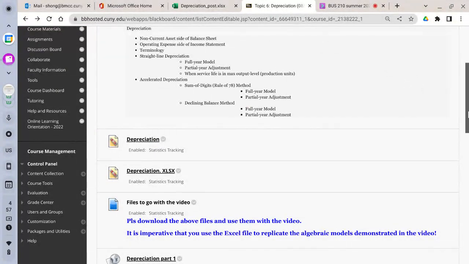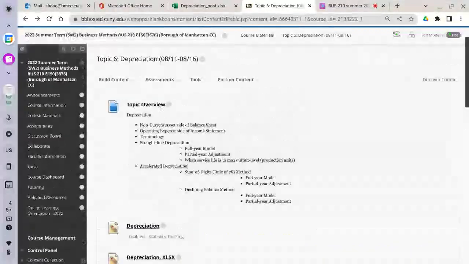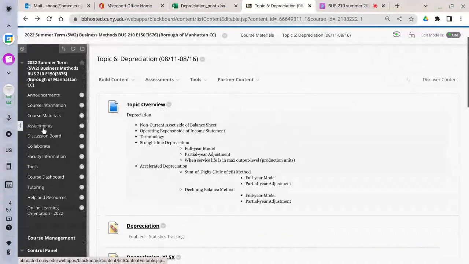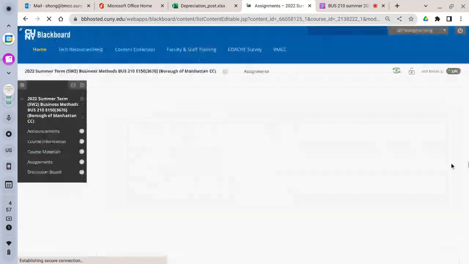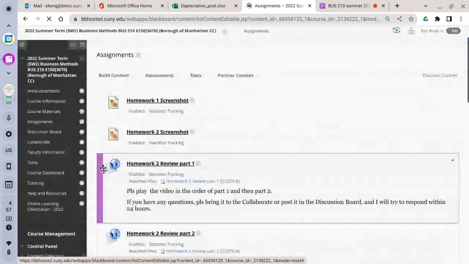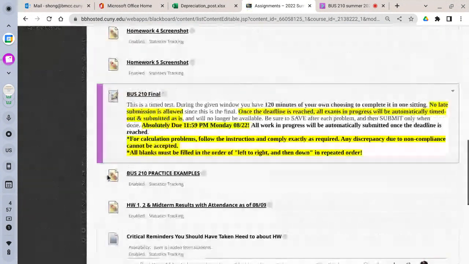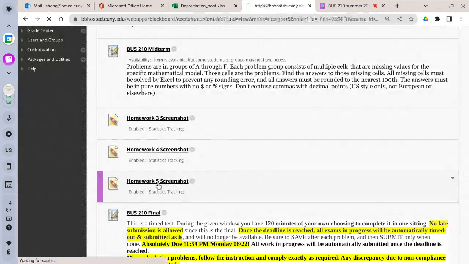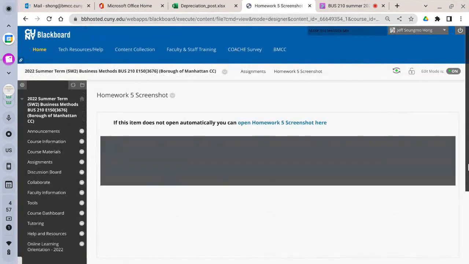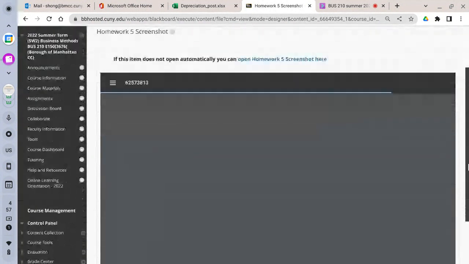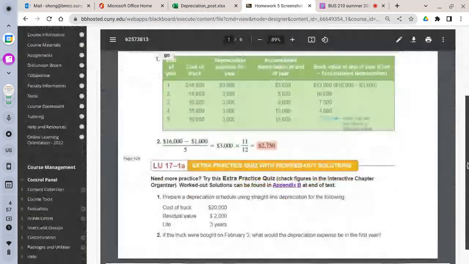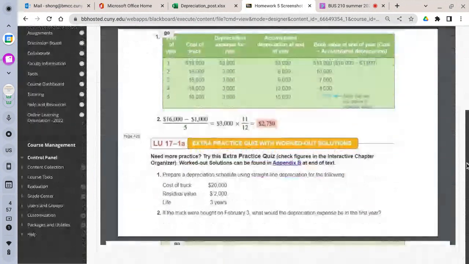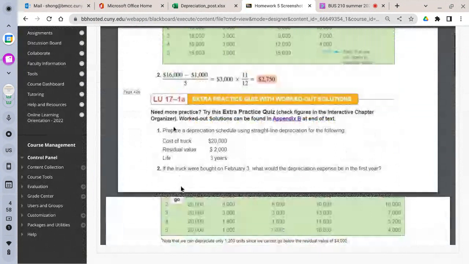Okay, hold on. What homework problem are you talking about? Let me take a look. I started all over. I started from homework 5. I'm trying to go to the homework 5 screenshot. Okay, give me this. Okay, so which one are you talking about? The first one. This one?